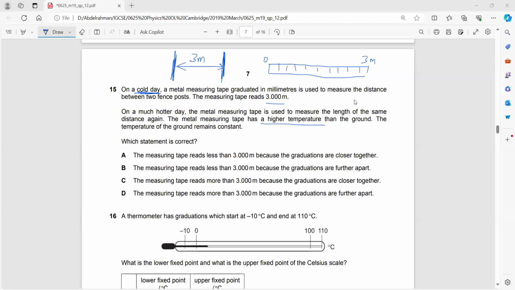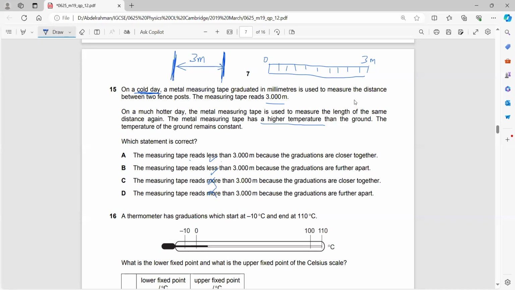Again, the measuring tape reads less. It wouldn't read more. It will actually read less. Why? Because the distance between the posts has not increased. The measuring tape has expanded. The measuring tape is now a bit longer than 3 meters. Why? Because it has expanded due to the temperature, due to the very hot day. Now the measuring tape expands, and the length is longer than 3 meters.